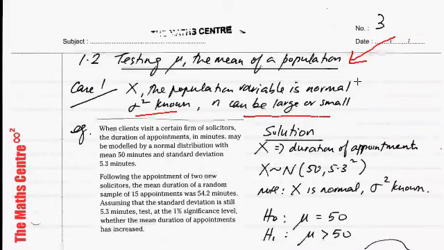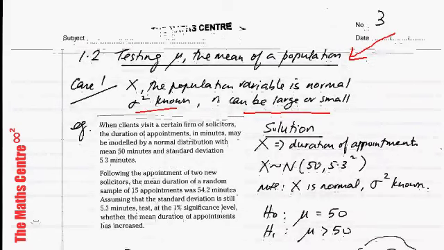Again, we're going to talk about case 1 first, where X, the population random variable, is normally distributed. We know the value of sigma squared, and n, in this case, the size of the random sample, can be large or small. So let's look at an example, read through the question, and then work through the problem.